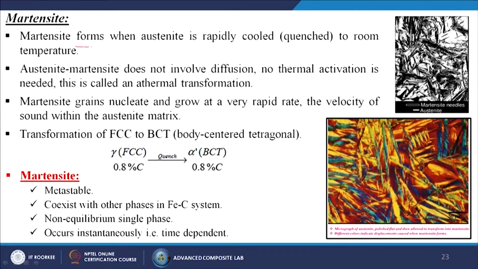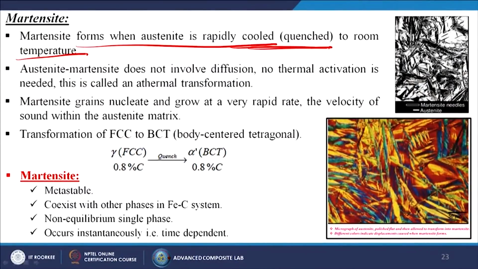So, martensite forms when the austenite is rapidly cooled, or quenched. That means, we are raising the material up to high temperature and then suddenly we are dipping that material into some water or maybe some oil to do the quenching to room temperature. So, suddenly from high temperature the material is coming to low temperature or room temperature. Austenite to martensite does not involve diffusion, no thermal activation is needed. This is called an athermal transformation.